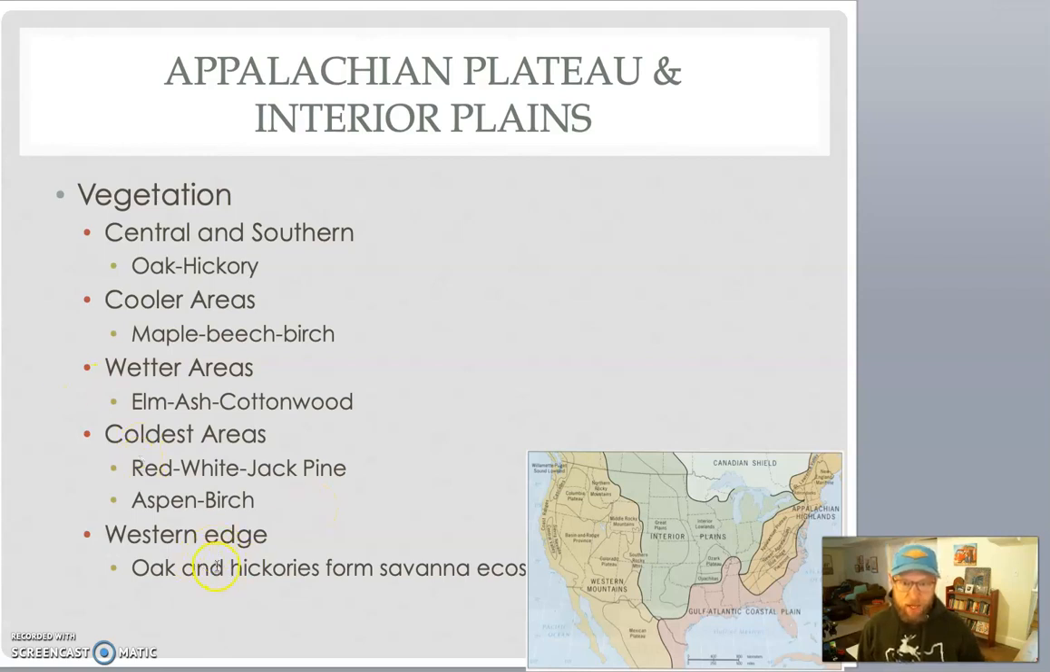And then I just kind of mentioned here that we're talking about oak hickories, and at the furthest west in these physiographic regions we're talking about, these oak hickory forests really transition to oak hickory savannas. The forest cover becomes discontinuous and you get a lot more grass cover. And so that's where we start transitioning towards the grasslandy ecosystems.